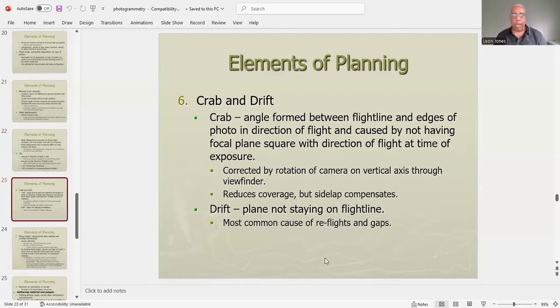Crab and drift. When we deal with crab, that is the angle formed between the flight line and the edges of the photo and direction of flight, caused by not having the focal plane square with the direction of flight at the time of exposure. So basically, it's corrected by rotation of the camera on a vertical axis through a viewfinder, and it also reduces coverage, but side lap compensates. And then drift is just the plane not staying on the flight line. Most common cause of reflights and gaps.